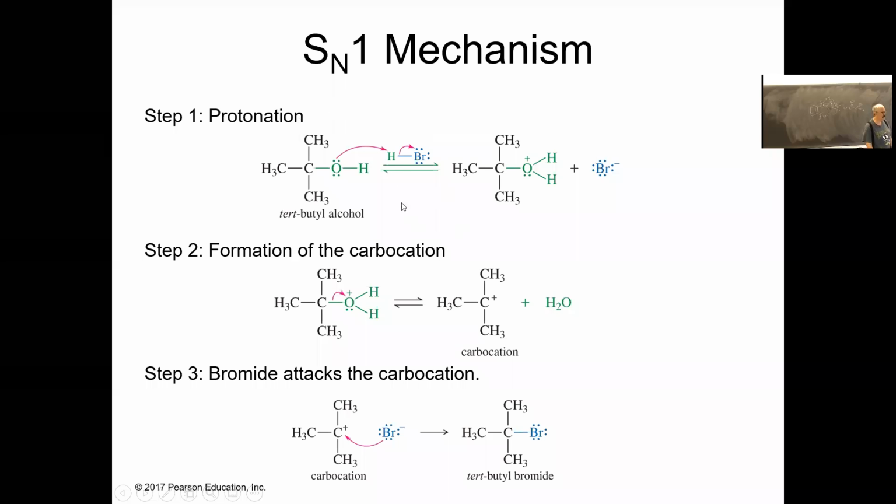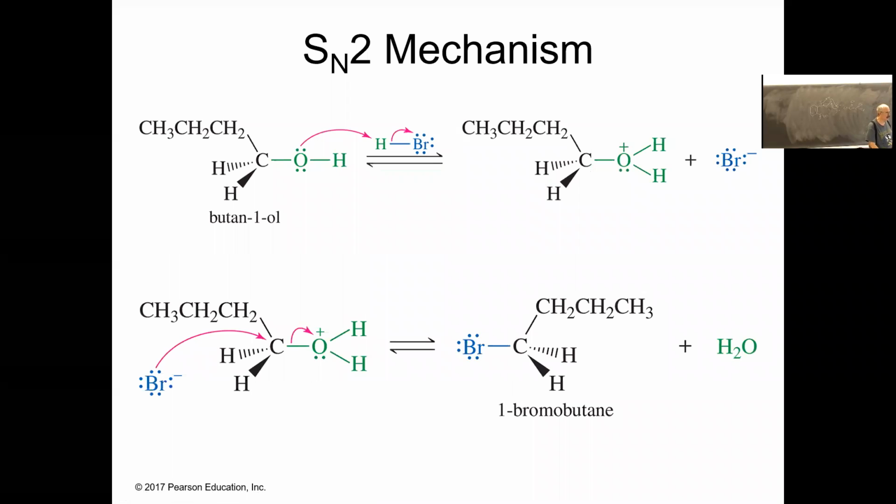Okay, this is almost the same reaction we did in lab, except with HBr instead of HCl. The tert-butyl alcohol picks up an H, water leaves, we have heterolysis to give a carbocation, and then bromide forms a covalent bond. That's an SN1.